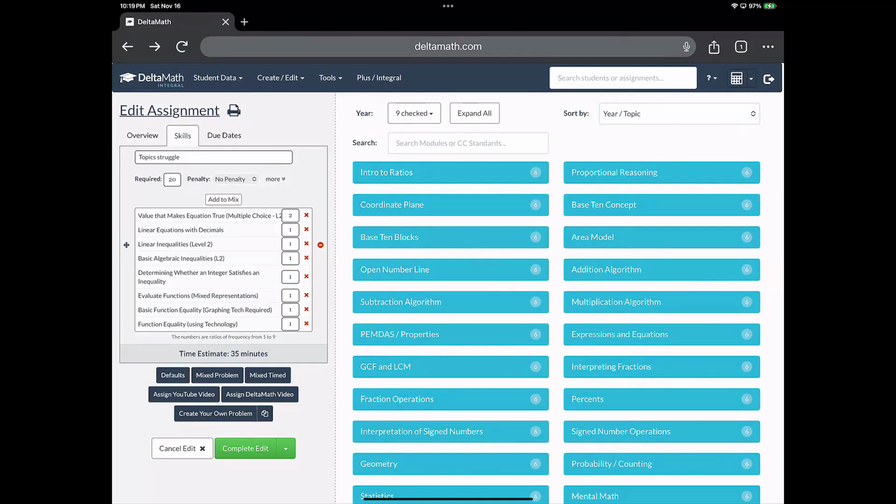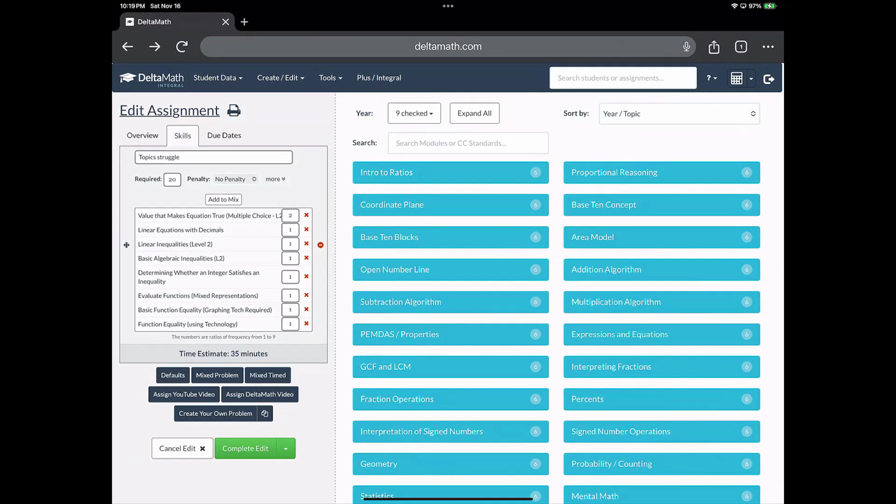I wanted to do a couple of questions from the remediation on the topics that we struggled with. In particular, I want to look at the ones where you should be able to understand which solution makes an equation true or which solution makes an inequality true. What I saw is that a lot of students were struggling, especially with the inequality. So I want to do a couple examples.